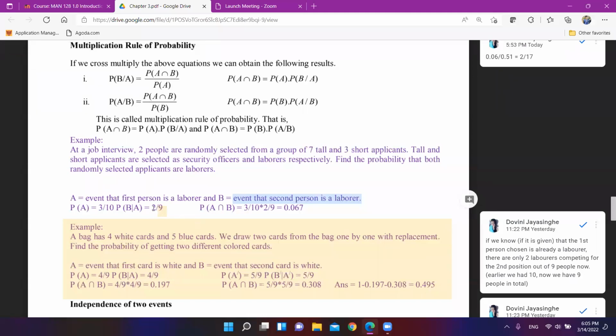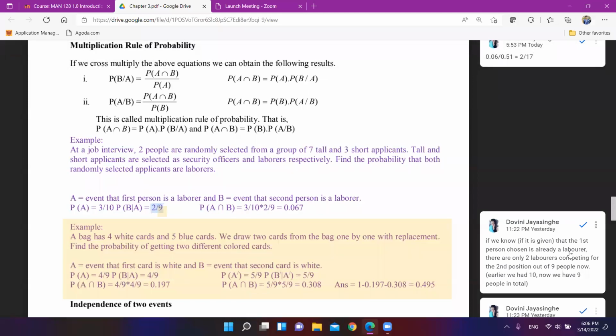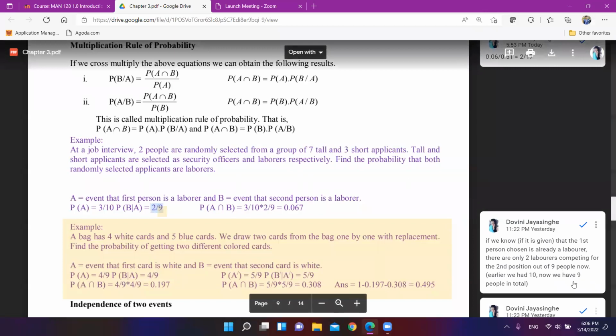second person laborer කෙනෙක් වෙන්න, ඒ කියන්නේ second person විදිහට laborer කෙනෙක්ව short person කෙනෙක්ව recruit කරන්න 2 over 9 chance එකක් තියෙනවා. So the explanation is given here. If we know, if it is given, right, conditional probability, that the first person chosen is already a laborer, there are only 2 laborers competing for the second position out of 9 people now. Then second position එකට compete කරන්නේ laborers ලා කීයද දෙන්නයි. එක්කෙනෙක්ව අරන් ඉවරයි. Out of total 9 people. 10ක් නෑනේ, එක්කෙනෙක් අරන් ඉවරයි. So we have 9. Right? Earlier we had 10, now we have 9 people in total.